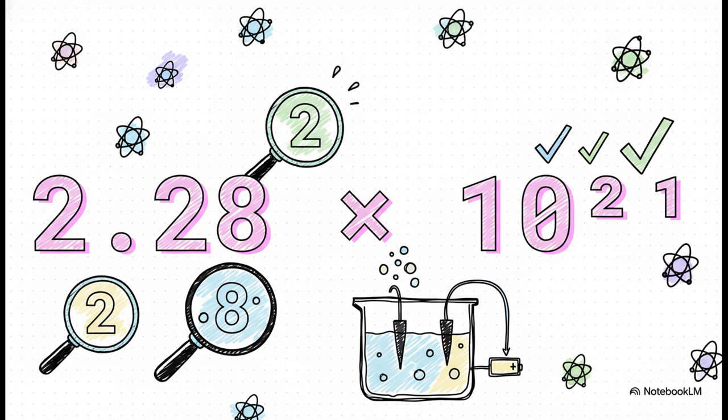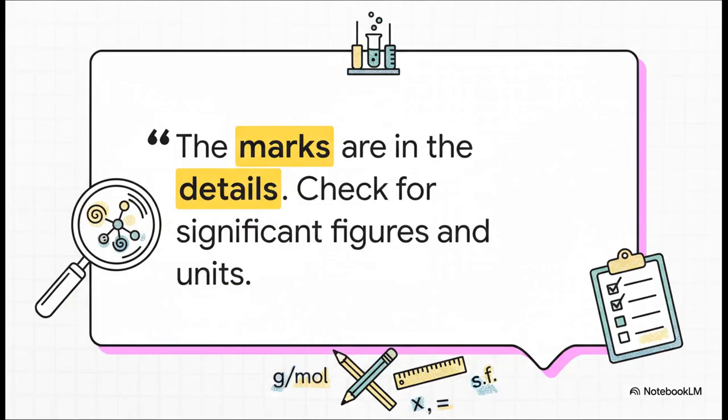And, hold on, the question asks for 3 significant figures. Is our answer in 3 sig figs? Yes, it is. Phew! Don't forget that final check. It's such an easy mark to lose. And that is how you dismantle a full electrolysis question, mark by mark.